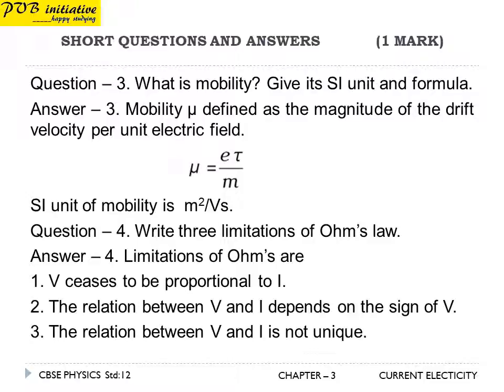Question 4. Write 3 limitations of Ohm's law. Answer 4. Limitations of Ohm's law are: first, V ceases to be proportional to I. Second, the relation between V and I depends on the sign of V. Third, the relation between V and I is not unique.